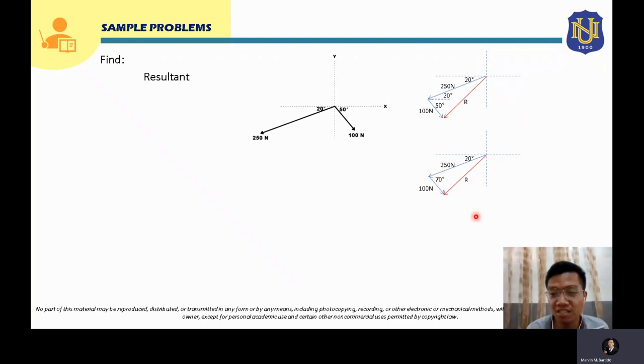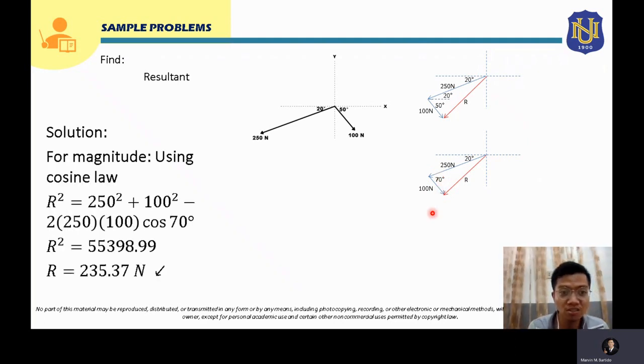What we're looking for here is the magnitude of the resultant. We can solve this using cosine law, since this is what we are trying to solve, your resultant R, and you have this given 70 degrees here. So using cosine law, this will be the formula: R squared is equal to 250 squared.